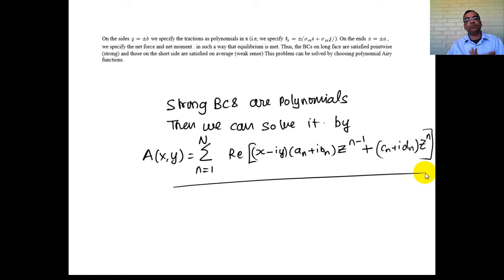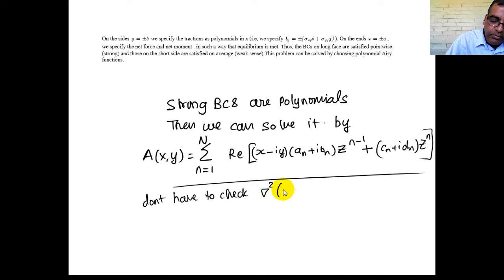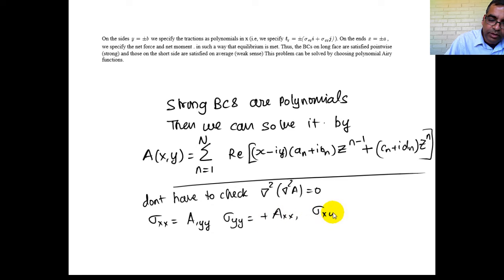So you do this Airy stress function. You don't even have to check that del squared of del squared A equals 0. Sigma xx will be A comma yy. Sigma yy will be minus A comma xx. Sorry, A comma xx. Sigma xy will be minus A comma xy. Displacements you can find.